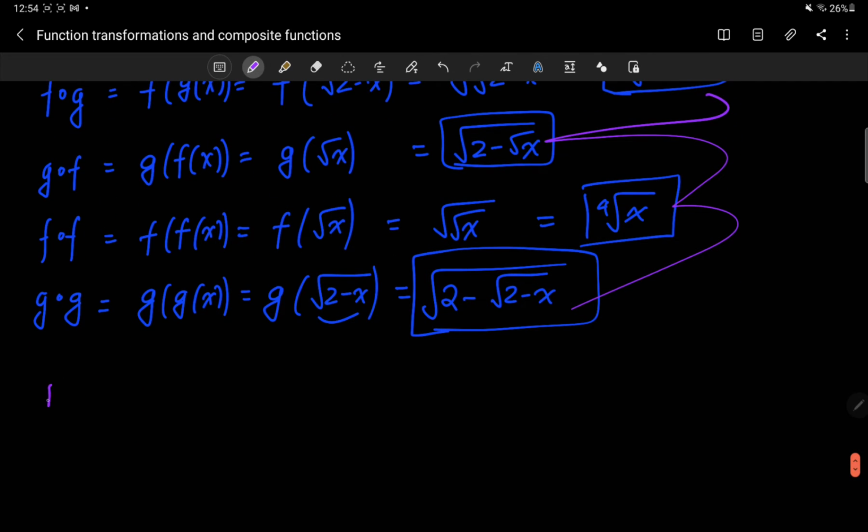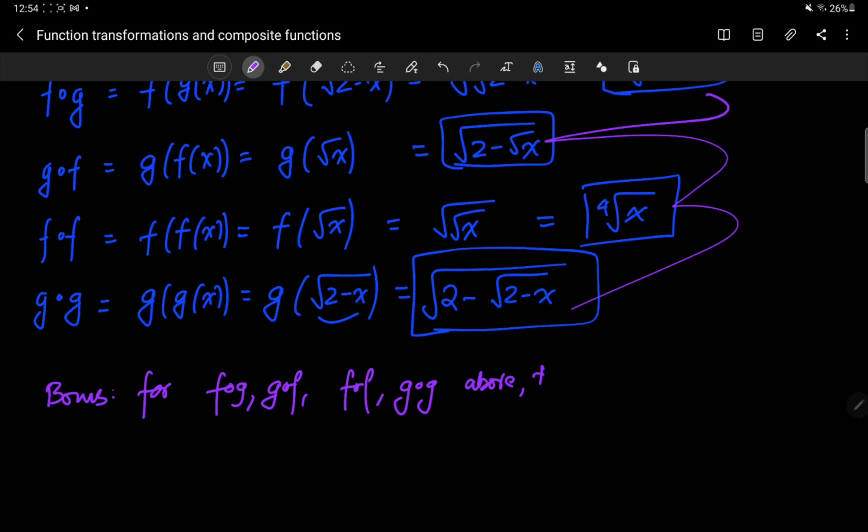Now, as a bonus exercise, what you can do is for the above function, for f of g, g of f, f of f, and g of g above, you can try to find the domains of each of them.